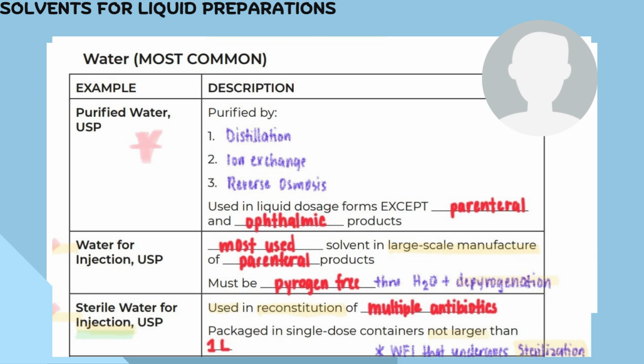Key uses: it is used for reconstitution of multiple antibiotics and other sterile powders before administration. It is packaged in single-dose containers not exceeding 1 liter. So remember, sterile water for injection is water for injection that has been sterilized and packaged for single use, commonly used to dissolve or dilute injectable drugs before administration.